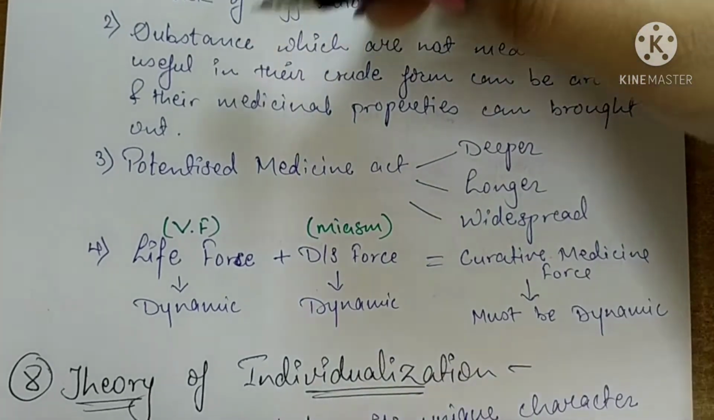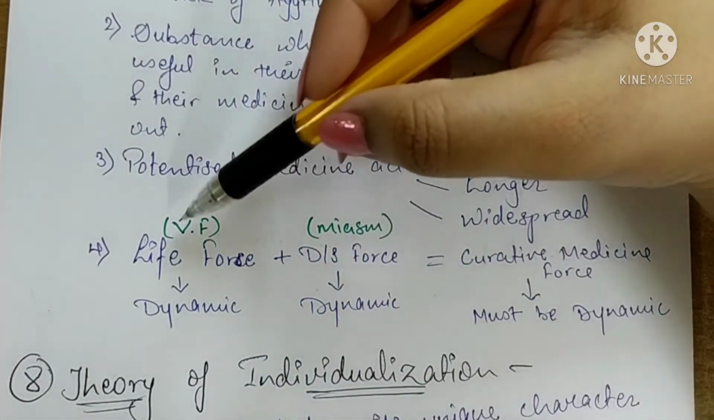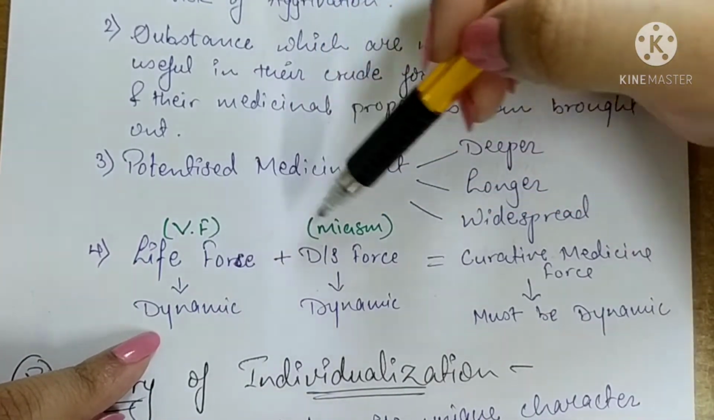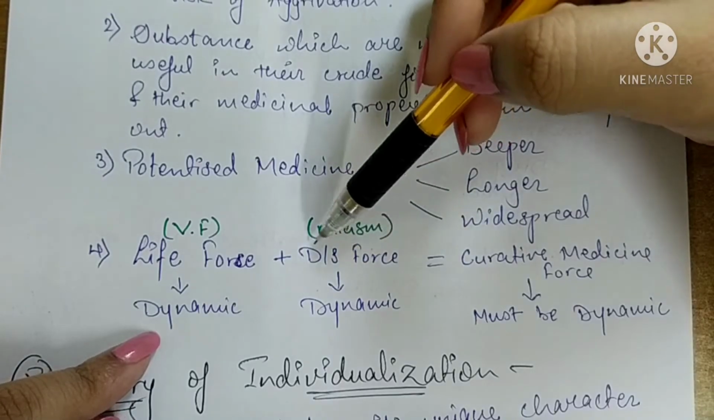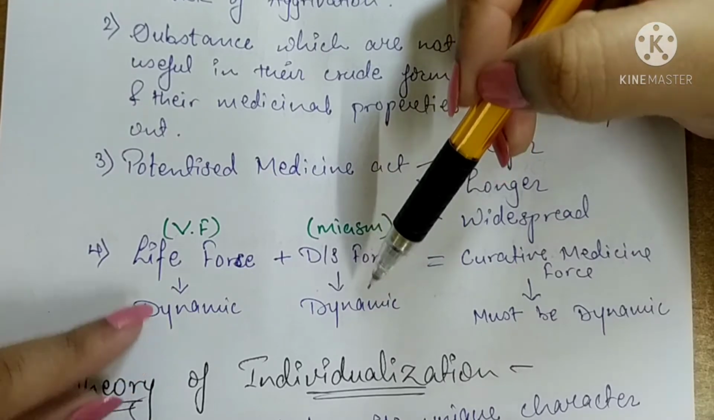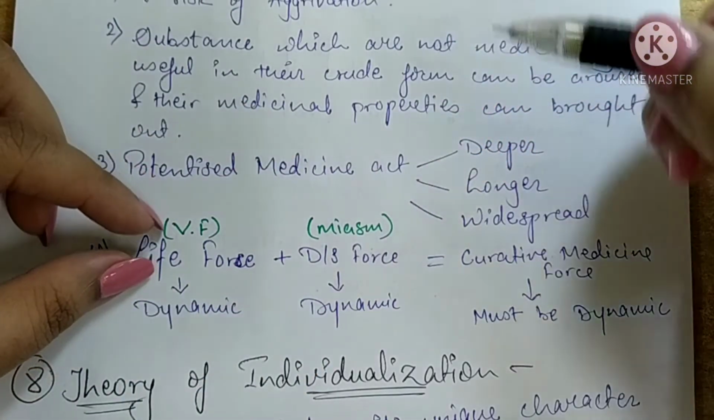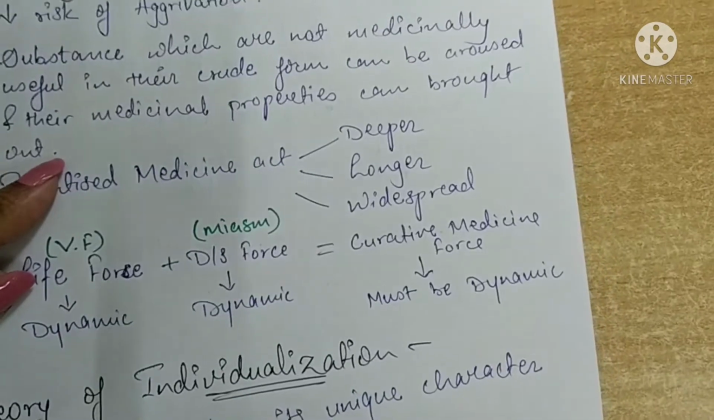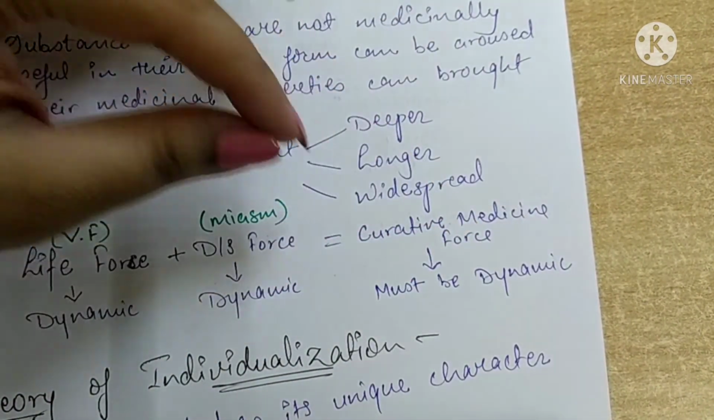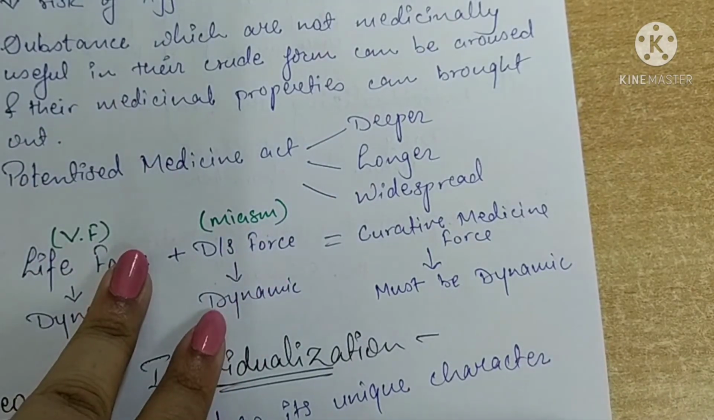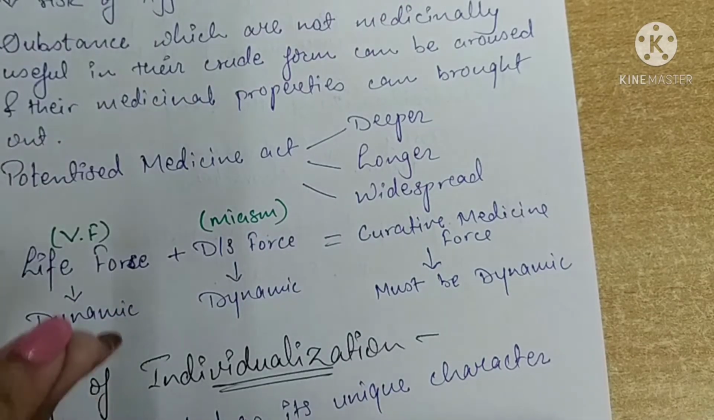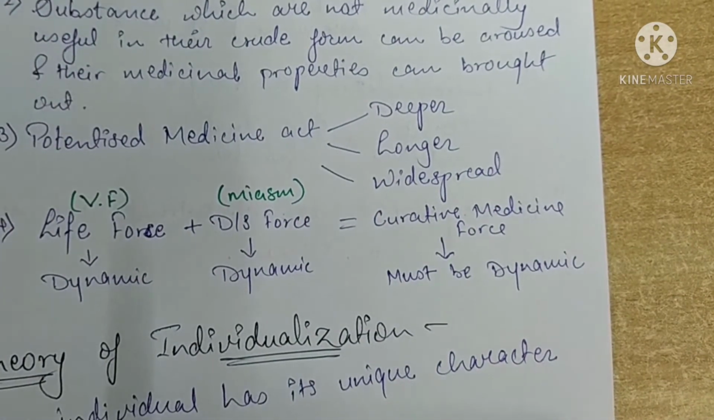Also, life force plus disease force. The life force is also in a dynamic form, that is the vital force. And the disease force, that means the miasms, is also in a dynamic plane. So both are in a dynamic plane, so we will require the medicinal force also in a dynamic plane, so that these two dynamic planes and this dynamic plane of medicine can give a proper cure to a patient.